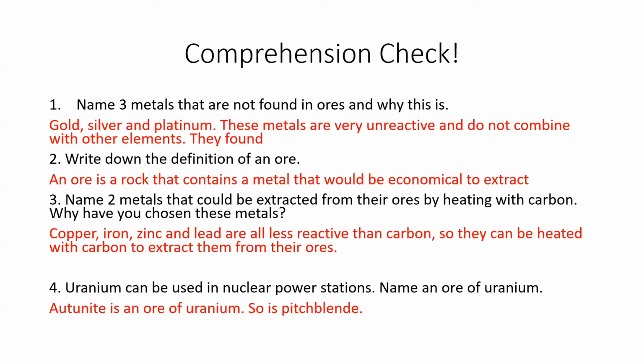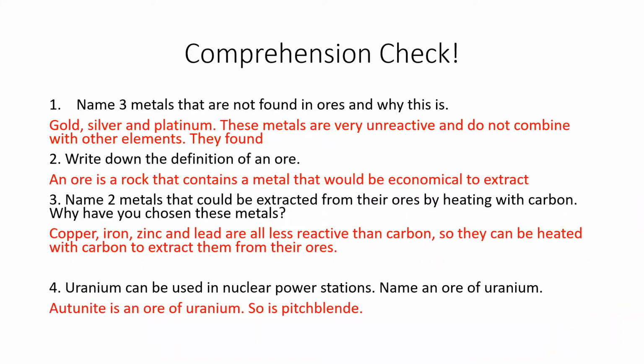Okay, here are the answers. Name 3 metals that are not found in ores. Gold, silver, and platinum. These metals are very unreactive and do not combine with other elements. So they are found on their own. And the definition of an ore is a rock that contains a metal that would be economical to extract.